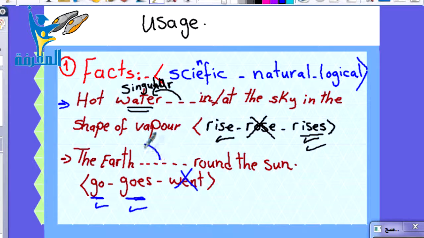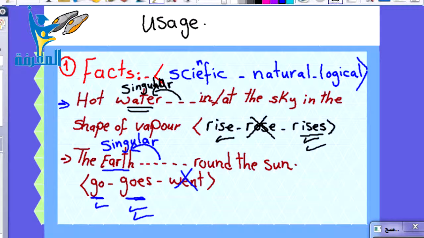So which one of these verbs is the correct one? Let's go to the noun before the space. The noun here is the earth. Correct. A singular again. So we are going to choose which one? Which one? Yes, it's goes. Correct.